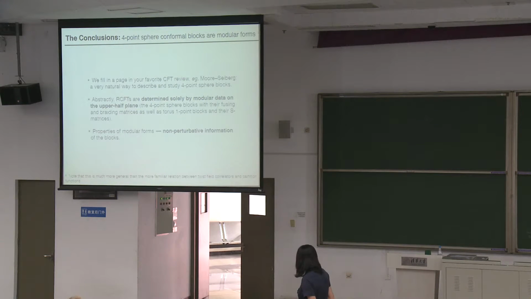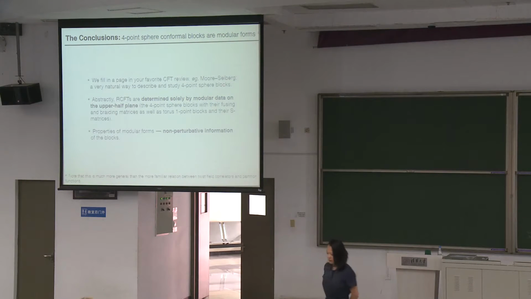Okay, so let me actually conclude this part now. What we've learned in one sentence is just that four-point sphere conformal blocks are modular forms. And in some sense, what we're doing is we're just filling a page in your favorite CFT review. First, in the sense that it's such a simple story, it could all have been fleshed out 20 years ago. And second, we believe that this is a very natural and potentially much more efficient way to describe four-point conformal blocks, and hence it probably should have been included in my CFT lecture notes next time.